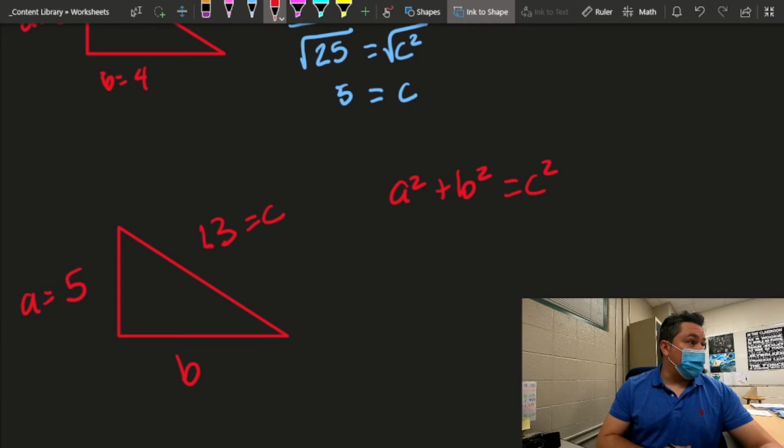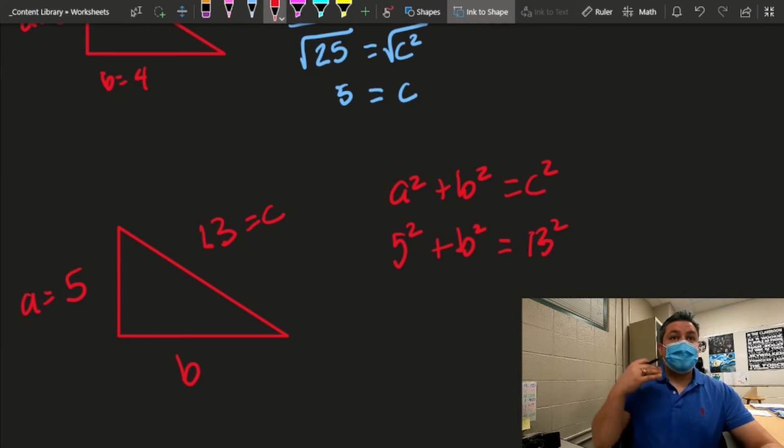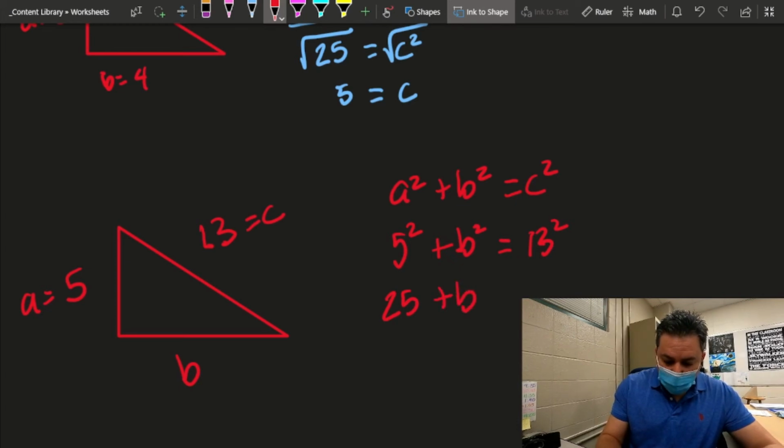Instead of A, what am I going to put in there? 5 squared. Instead of B? B squared, right? Because I don't know that one. Instead of C? 13 squared, right? And I'm going to solve for B. I have to leave B by itself. But first, what is 5 squared? 25 plus B squared equals, what is 13 squared? 169.